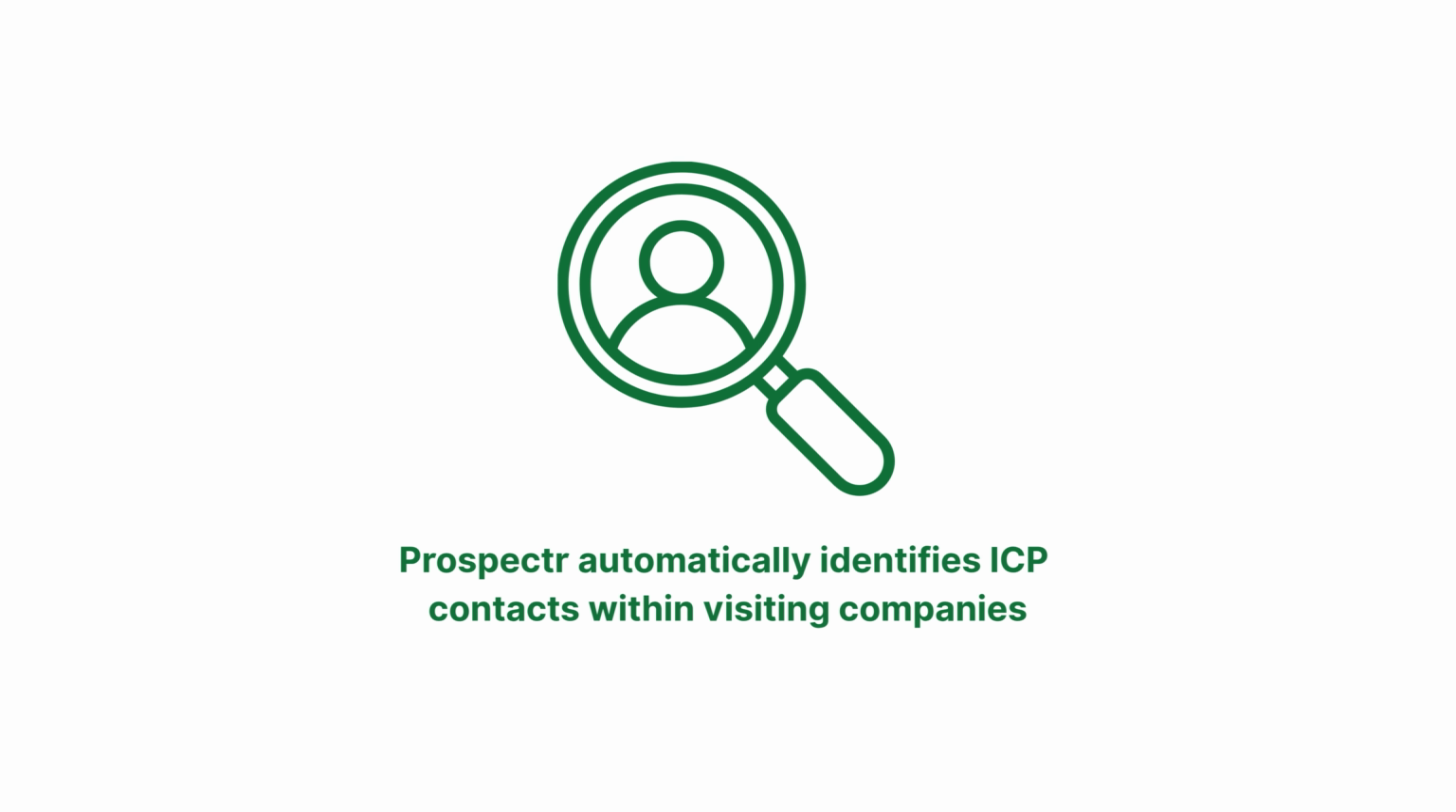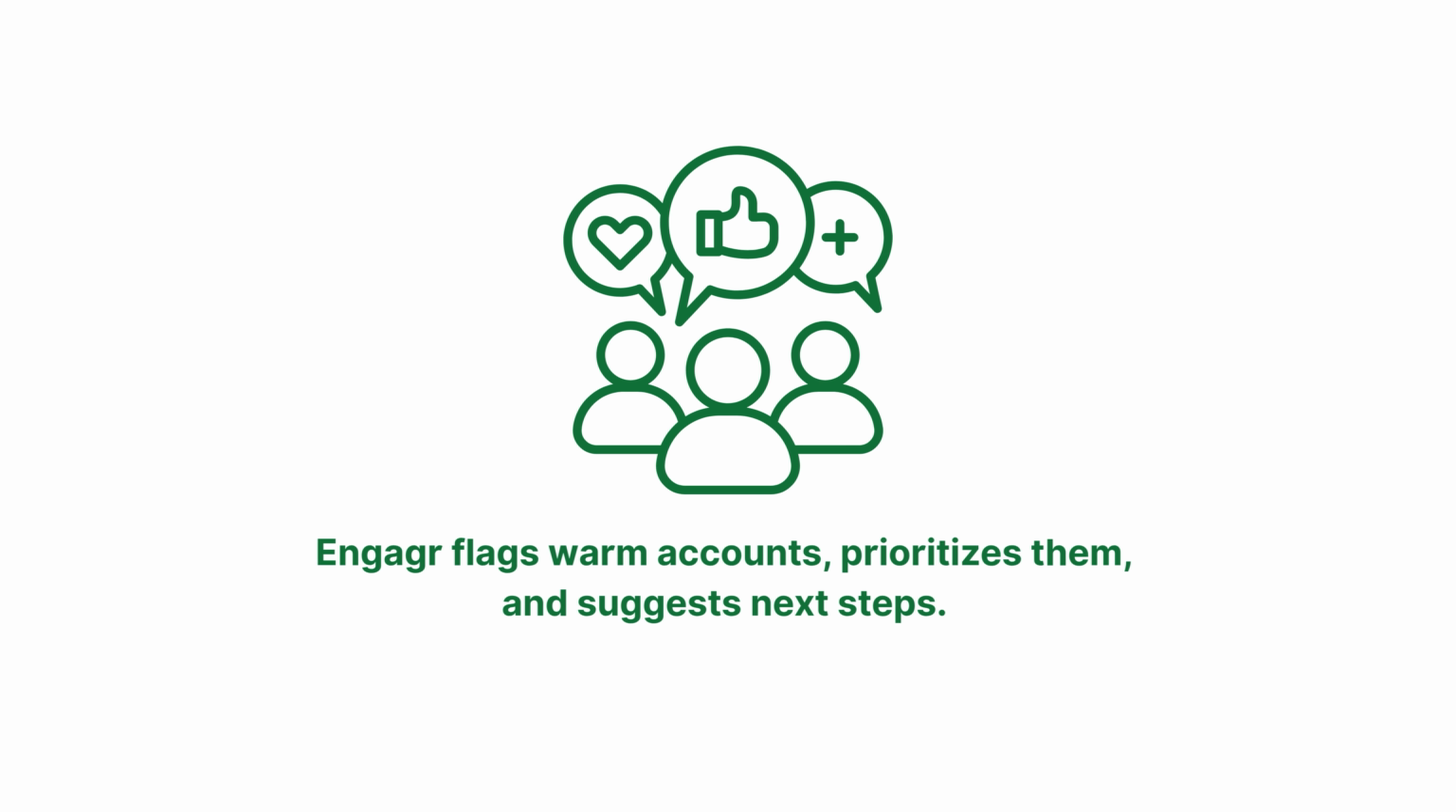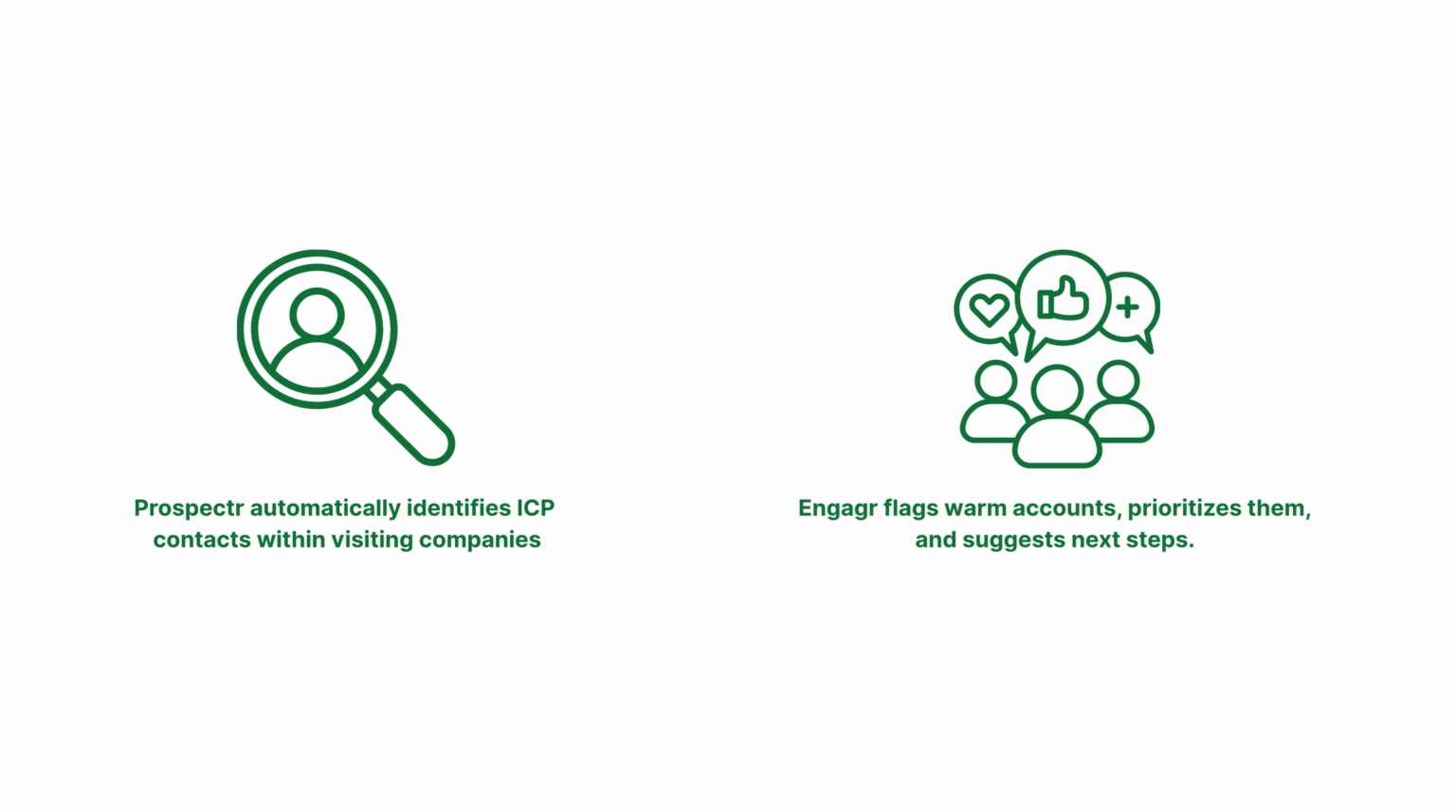AI. Prospector automatically identifies ICP contacts within visiting companies, while Engager flags warm accounts, prioritizes them, and suggests next steps. Together, these agents reduce hours of manual research into just minutes, moving high-intent leads straight into your pipeline workflows.